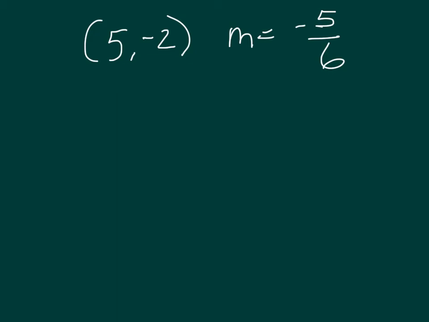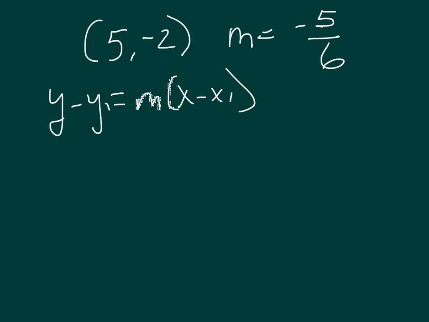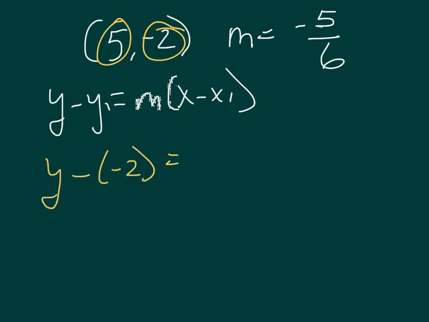Okay, so now I am going to take y minus y1 equals m times x minus x1. Hang on one second, let me erase something here. Let's try this again: y minus y1 equals m times x minus x1. I've got my slope at negative 5/6, and I've got my points. So here I go. Here's y1, here's x1. Let's plug and chug. y minus negative 2 equals negative 5/6 times x minus 5. Okay, so let's see what that looks like. This is going to become y plus 2.